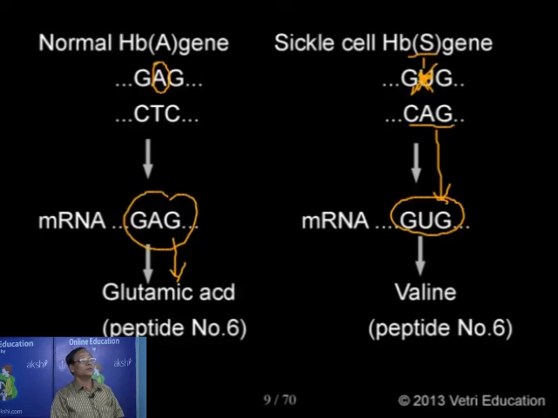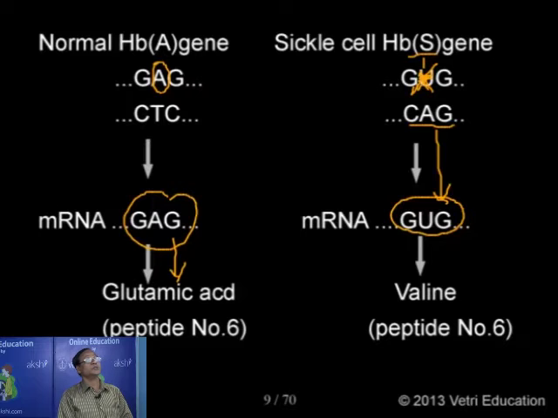So, sickle cell anemia is an example of point mutation. Number 2, sickle cell anemia is also an example of missense mutation. So, it is also an example of substitution mutation. Don't forget these 3 points. Missense mutation, generally point mutation, also we can say substitution mutation. A base has been substituted by another. Please bother about whether it is transition or transversion.